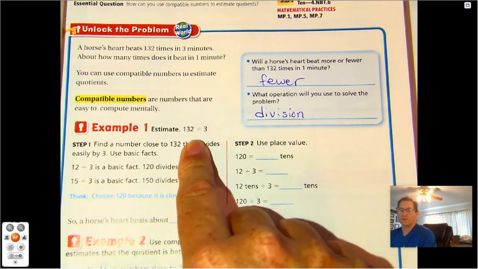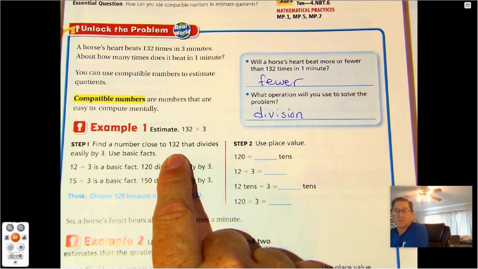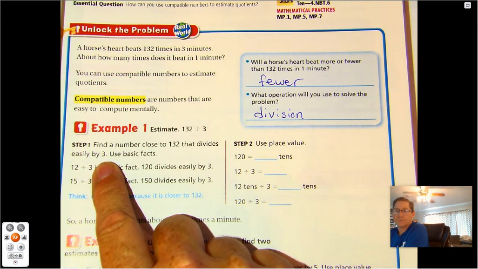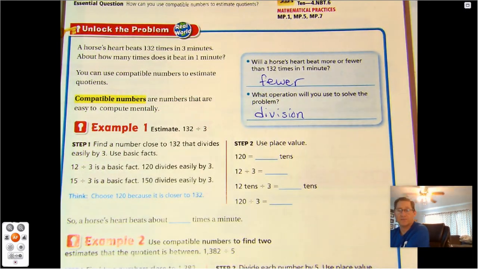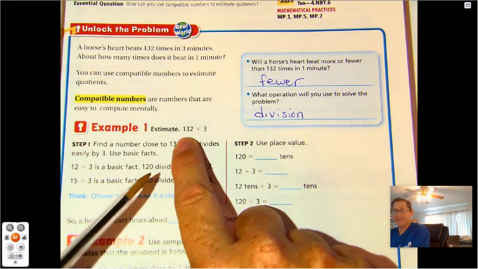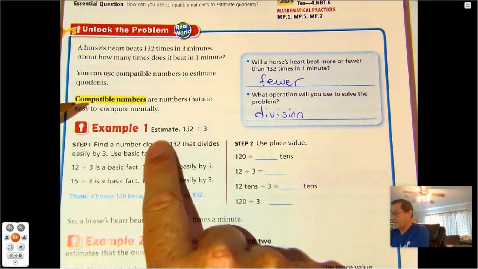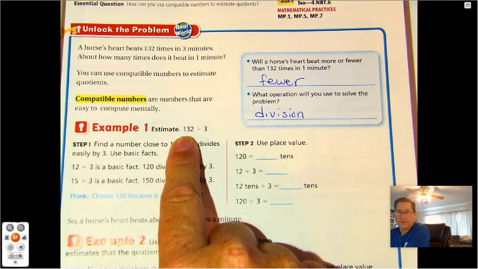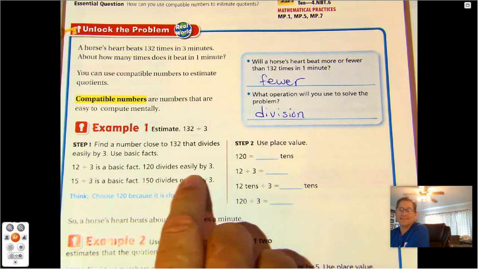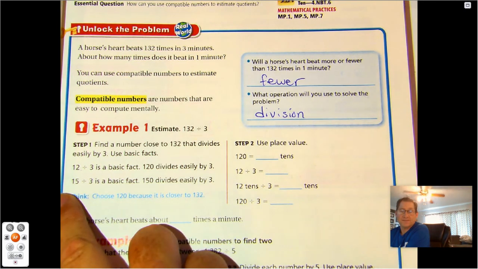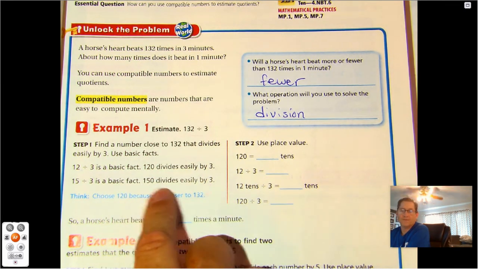If we want to know about how much the quotient would be, we're going to find a number that's close to 132 that divides easily by 3. So use basic facts. 3, 6, 9, 12, 15, 18, 21, 24, 27, 30, something like that, right? I want to be able to say the basic math fact when I'm skip counting by 3. 12 divided by 3 is a basic math fact, so 120 divides easily by 3. 15 divided by 3 is also a basic math fact, and it's in the neighborhood of 132. 150 divides easily by 3.